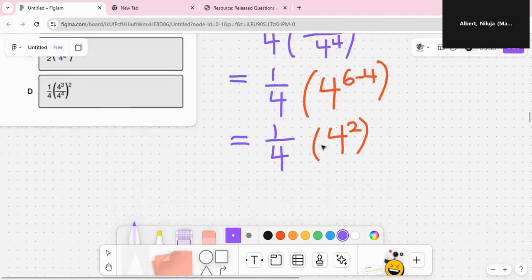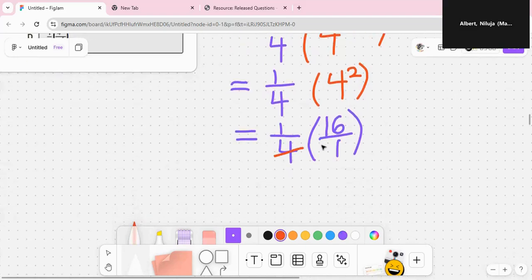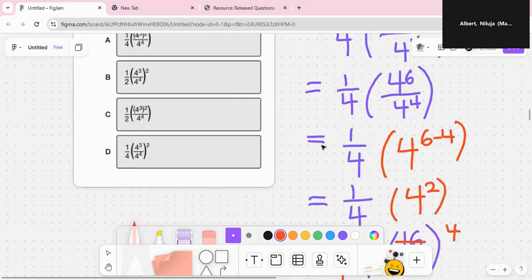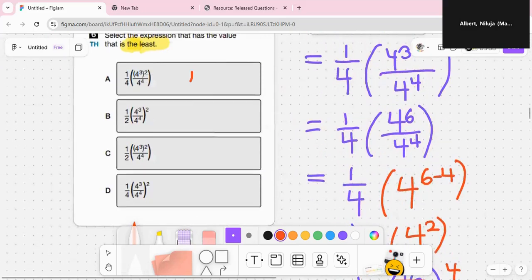Now this is a situation where I have a fraction multiplied by a whole number. 4 squared is 16, but I want to write the 16 over the number 1 to show that it's a whole number. When I reduce by multiplying, 4 goes into 16 4 times. So my final answer is 4 over 1, which is equivalent to 4. I'm going to go ahead and write that as the value for option A.